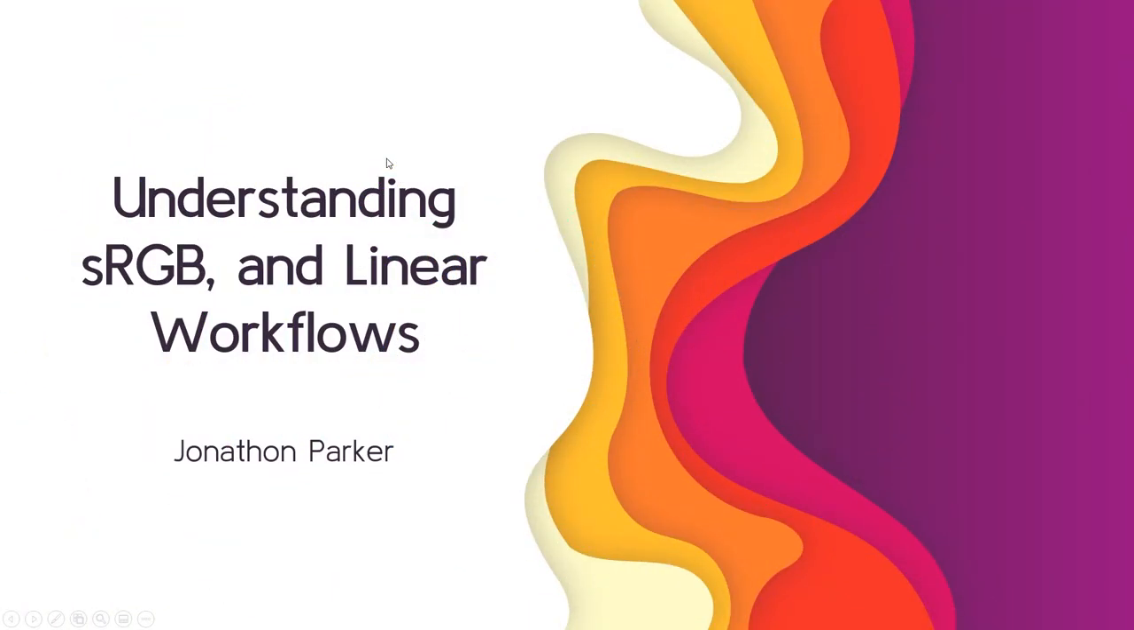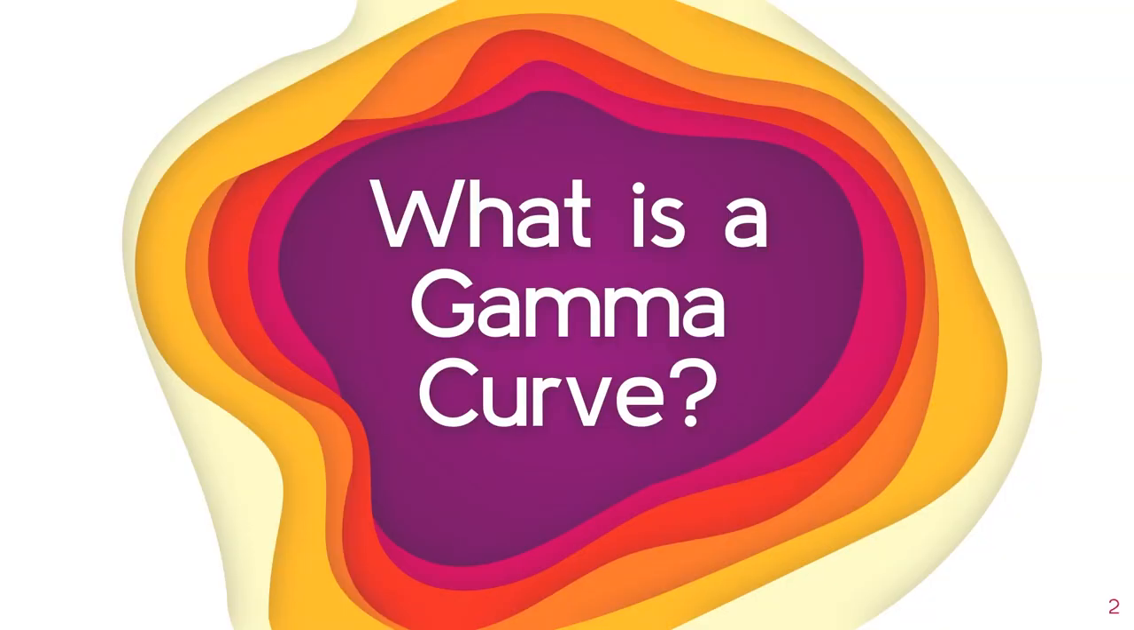Okay, so to understand color management, there's a few things that we need to understand first before we go into Nuke, but I'm going to talk through them and then show you examples of it in Nuke just to support what I'm saying. So we need to firstly understand what sRGB means and what a linear workflow is, okay? Before we get to that, we need to understand what a gamma curve is.